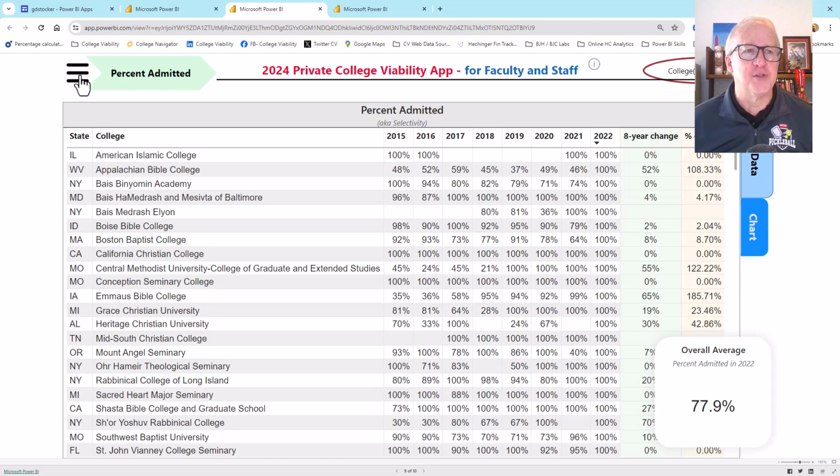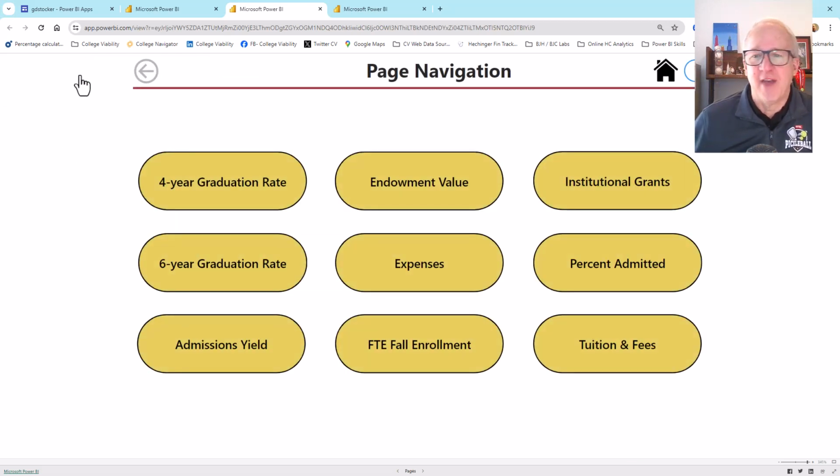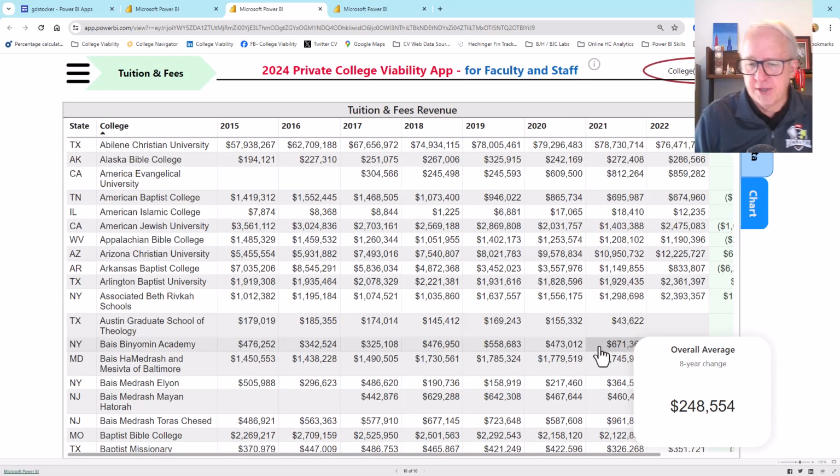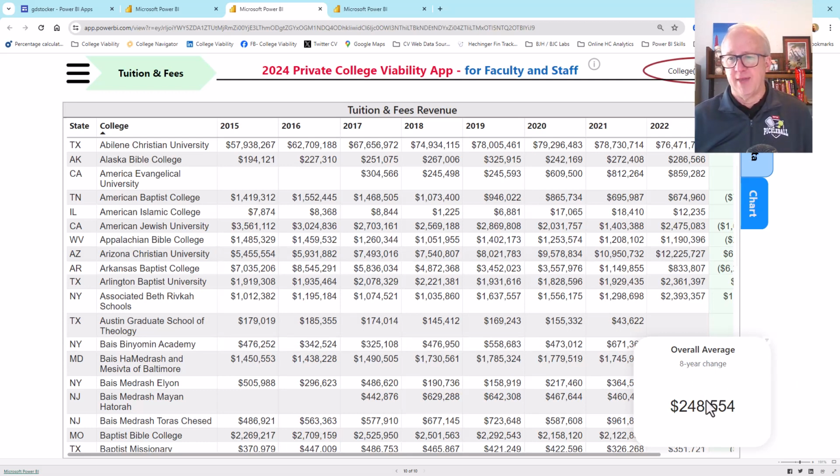Let's look at one more before I show you the patient and the student and family version. We did admissions yield before. Let's look at tuition and fees. I put this one in for faculty and staff because I can make the case, if you're faculty and staff listening to this, that you don't always have all of the data that you need. Your focus is on your discipline, on your major, on your students, as it should be. But the tuition and fee revenue is what we're looking at here. The overall average for the 8-year change for these 220 colleges was that it went up $248,000. That's over 8 years. That's not even couch money.